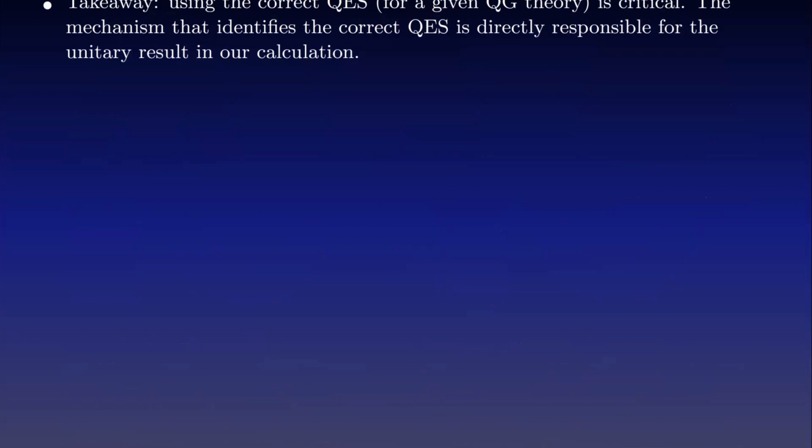And so the mechanism that identifies the correct quantum extremal surface appears to be directly responsible for the unitary result in our calculation. Because if we had a mechanism that picked a different quantum extremal surface, it would give us the wrong answer. And indeed, in a non-unitary quantum theory of gravity, the mechanism that picks the quantum extremal surface would give us a non-unitary answer.